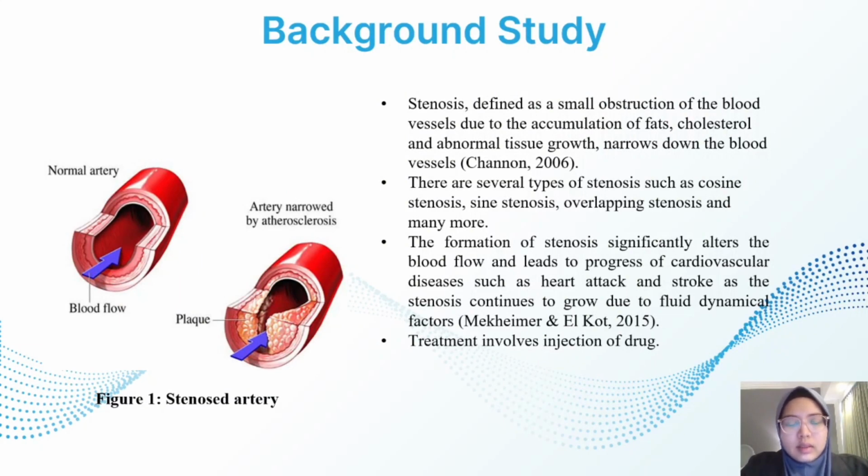So a stenosed artery is an artery that has a stenosis at the arterial wall, as shown in figure 1 here. We can see the comparison between a normal artery and a stenosed artery. A stenosis is defined as a small obstruction of the blood vessels due to the accumulation of fats, cholesterols, and abnormal tissue growth, and it narrows down the blood vessels. There are several types of stenosis that are commonly researched by other researchers, such as the cosine stenosis, sine stenosis, overlapping stenosis, and many more.